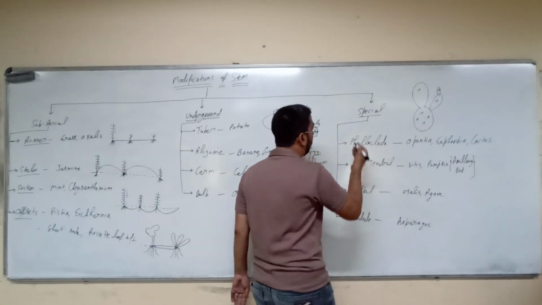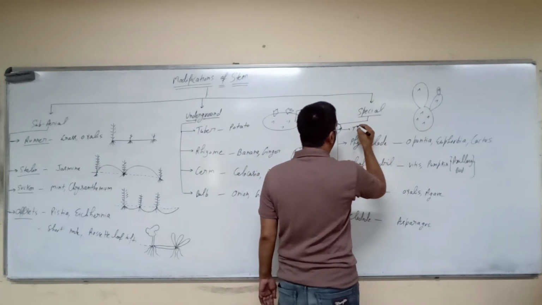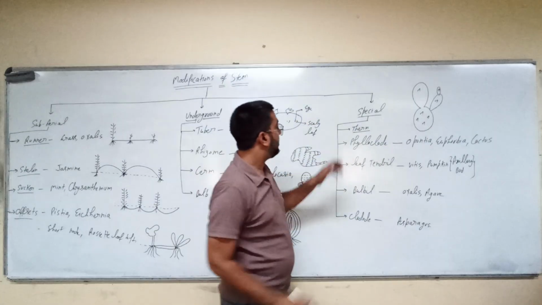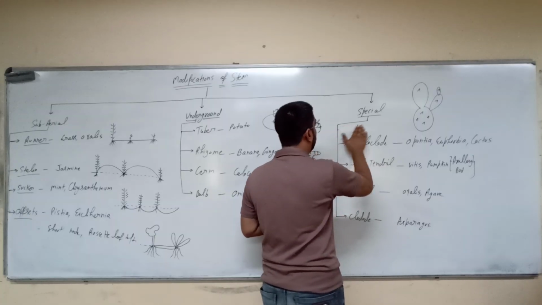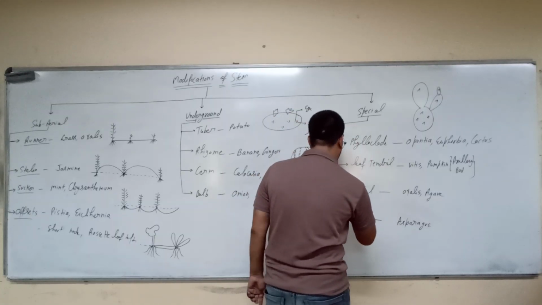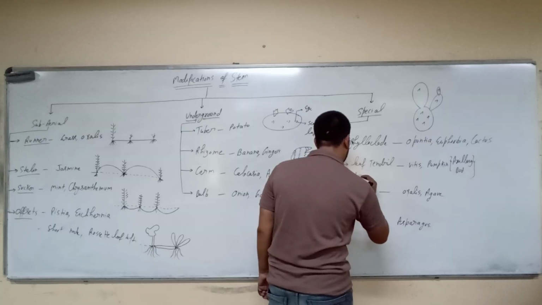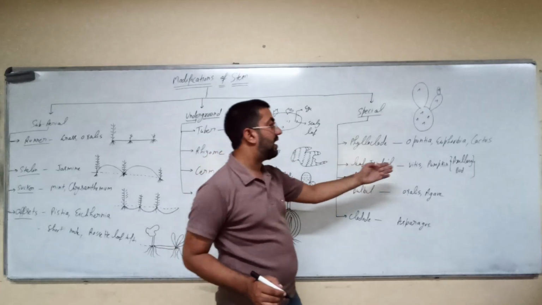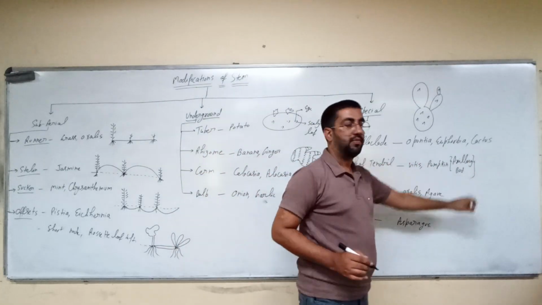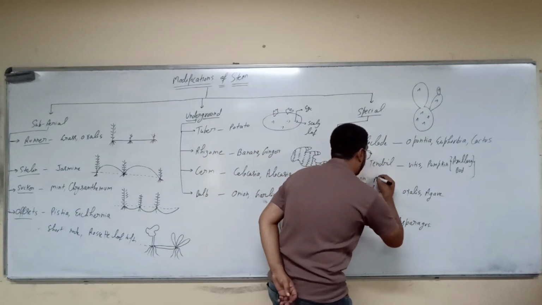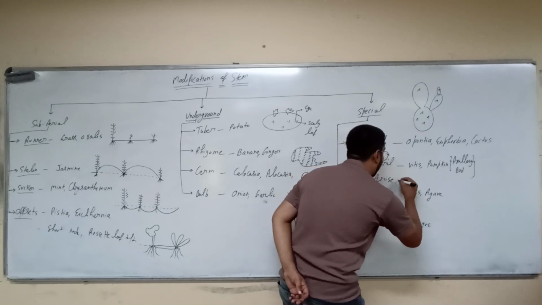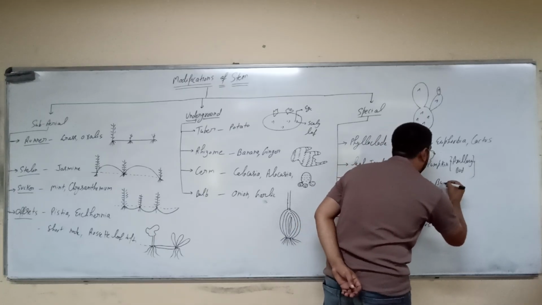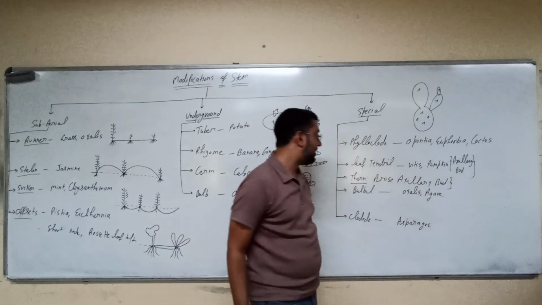Again, we can write thorn. If I write the thorn near the tendril, it is because they possess some similarity. Thorn and tendril both arise from the axillary bud.